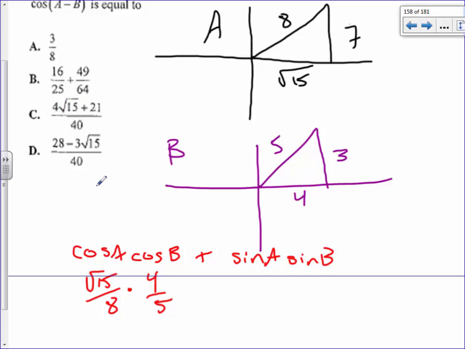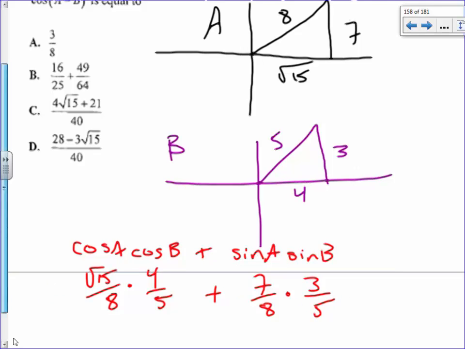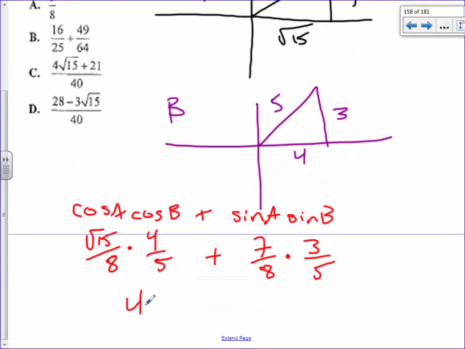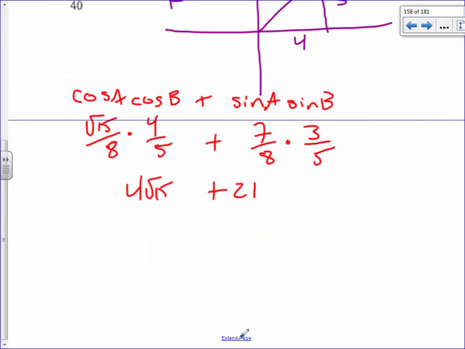So let's try the other side here. So then we have to do sine of A. Sine of A is going to be your opposite over your hypotenuse. And then in sine of B, it's also your opposite over your hypotenuse. Definitely C. You can start seeing it come together, right? Because this is 4 root 15. This is 21. And they both conveniently have the same denominator of 40.